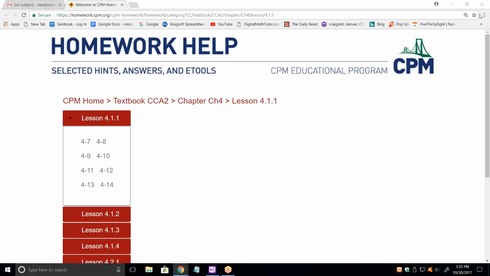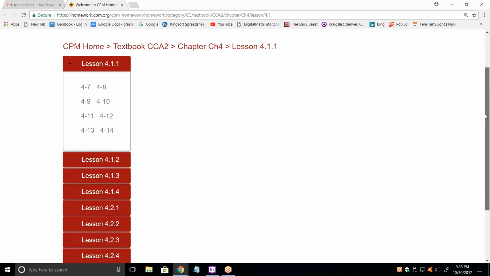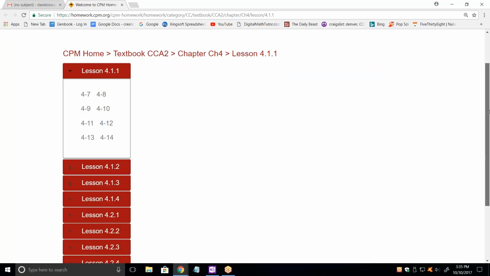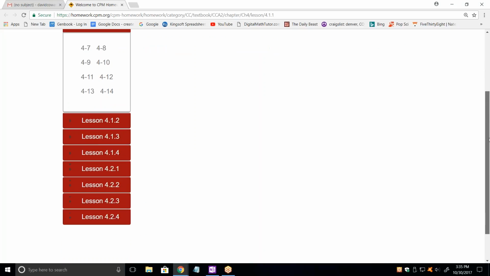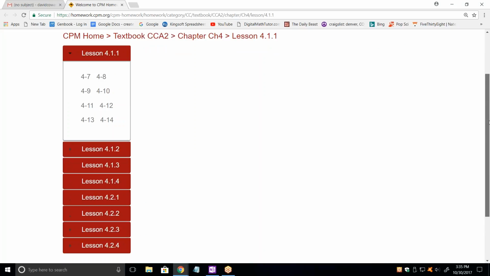Familiar. I've seen this. I've worked with somebody else that used this. Okay, tell me where we need to go. So we're doing 7 through 14, I believe. Which lesson? 4-11. Okay.